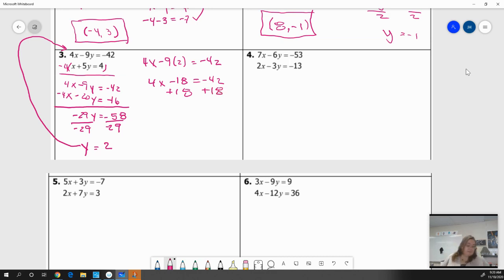What is -42 plus 18? Well, I'll tell you, it's negative 24. So I wind up with 4x equals negative 24. And then we can just divide out our 4. And we get that x equals negative 6. And so we have our point now, right? We have negative 6, 2 is our point.